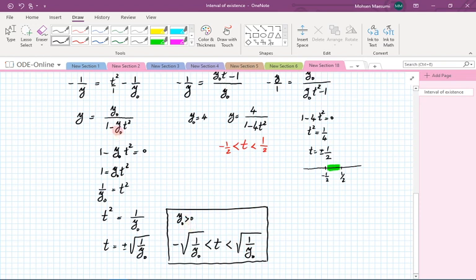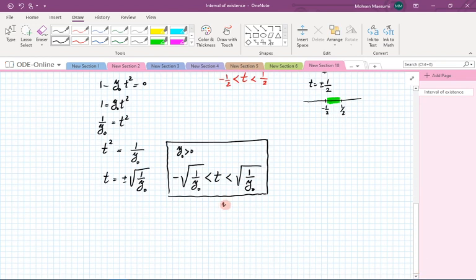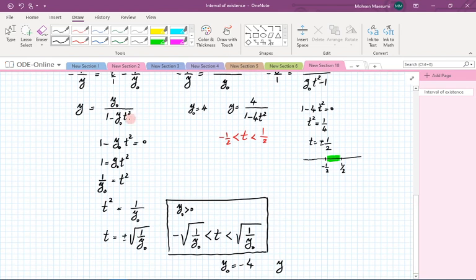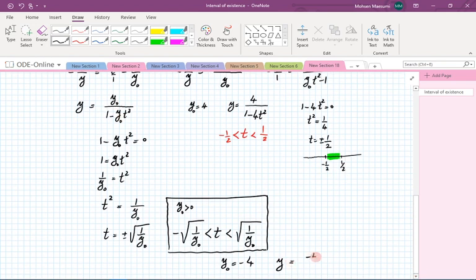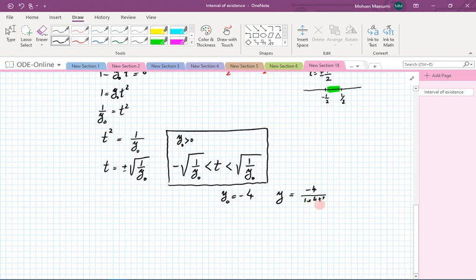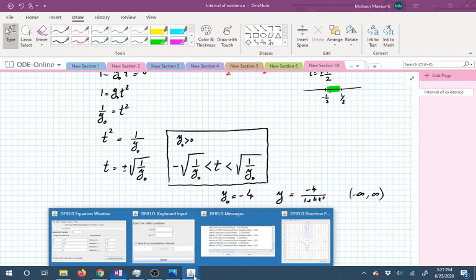If y0 is negative, let's write an example so it's clear. Suppose y0 is minus 4. Then my y is going to be minus 4 over 1 plus 4t squared. Well, this denominator is always safe. It's never becoming 0. So the domain of this thing is all numbers from minus infinity to infinity. Does that ring a bell? Do you remember what happened on the very first slide that we had here?